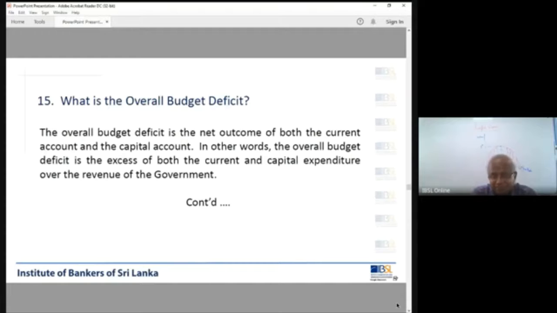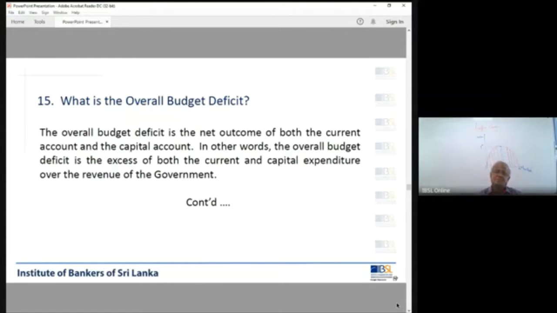What is the overall budget deficit? Earlier we discussed the current account deficit; now the overall deficit. The overall deficit is the net outcome of both the current account and the capital account. In other words, the overall budget deficit is the excess of both current and capital expenditure over the revenue of the government. Total revenue minus total expenditure. What is total expenditure? Current expenditure plus capital expenditure.